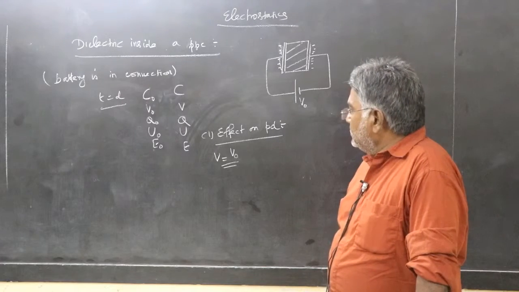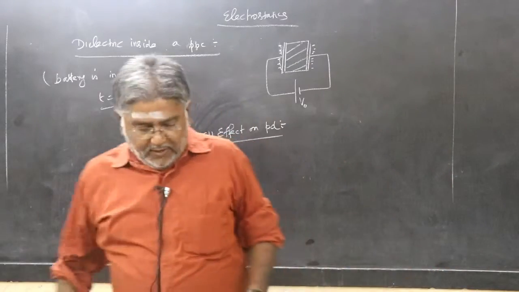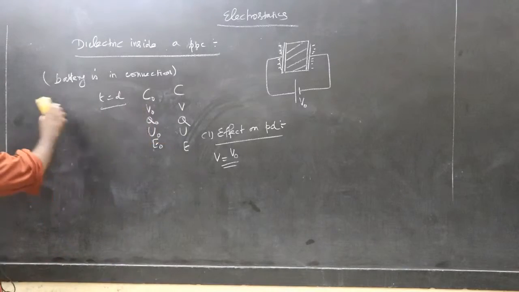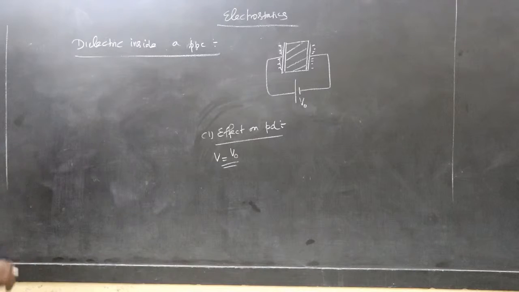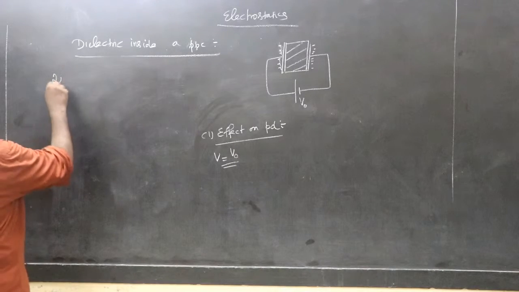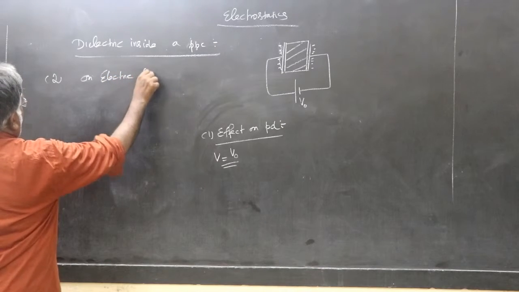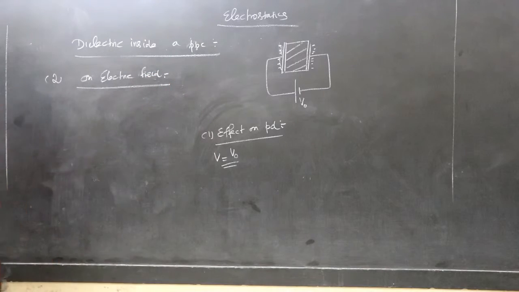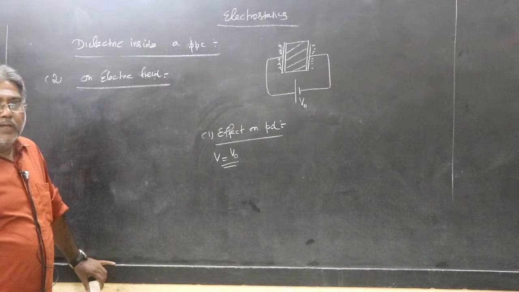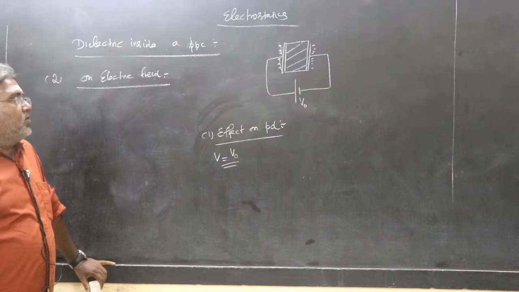Okay. Number 2, effect on electric field. What formula do we have for the connection between electric field and potential difference? For that, E is V by D. Do you remember, in a parallel plate capacitor? So E is V by D.